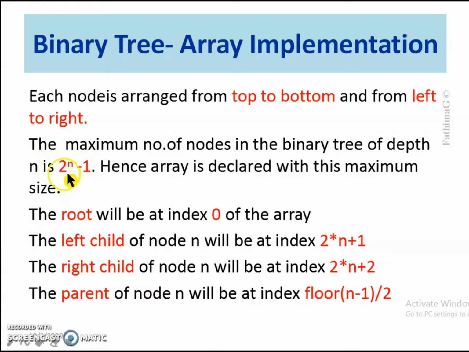In the array, the elements are placed by using the formula. The root node is placed at the index 0 of the array. The left child of the node n is placed at index 2 into n plus 1. The right child of the node is placed at index 2 into n plus 2. The parent of the node will be at index floor of n minus 1 by 2. All the elements of the tree are placed in the array by applying these formulas.